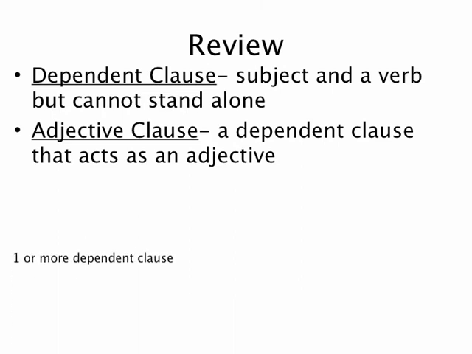So one thing you do need to know: if you have one or more dependent clauses, so let's say you have an adjective clause, and then you add an independent clause, this is called a complex sentence. Just like when you have two independent clauses, you have a compound sentence. This is a complex sentence with the dependent clause and the independent clause.